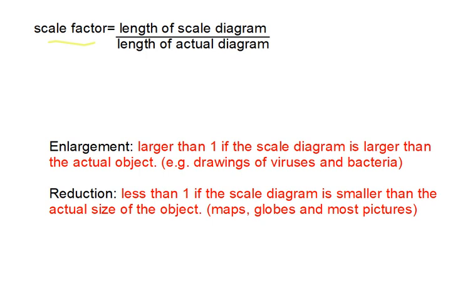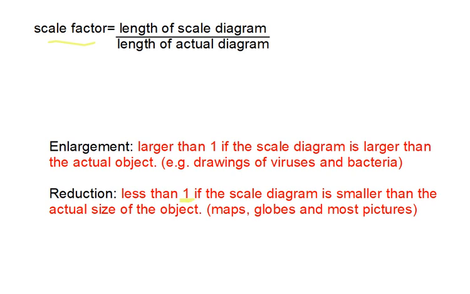Reduction is used probably, I would imagine, more often. For reduction, the scale factor has to be less than 1. So something like 0.5, 0.2, nothing in the negative. We're not going to have negative scale factors. It doesn't make sense because you cannot have negative lengths. So if you have a negative scale factor, scratch it out.